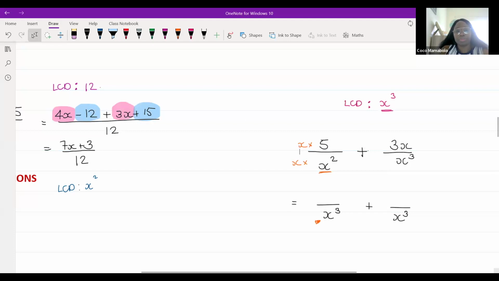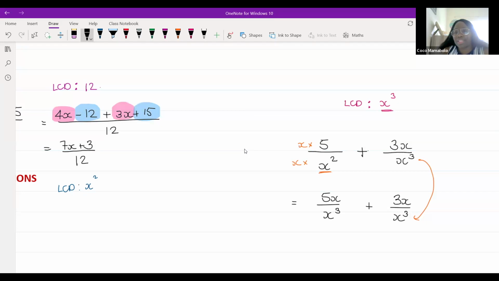Then I'm going to get x times 5. What am I going to get on the top here? 5x. Good, we're going to get 5x. Right, that's the first part. Let's go over here. How did we get from x cubed to x cubed? Did we do anything? No, ma'am. Good, so do we need to do anything to the top? No, ma'am. So we're just going to leave it as 3x.